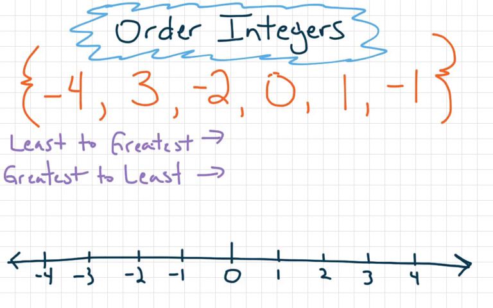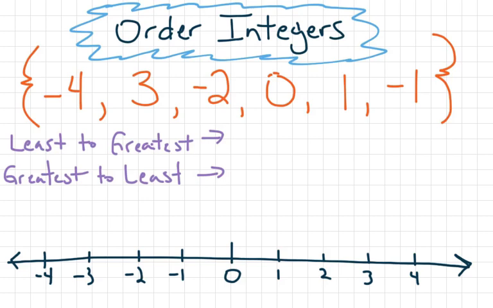You can see the one I have on the bottom. We have 0 in the middle here. And positive numbers count up from 0, moving to the right. And negative numbers count down from 0, going to the left. And we'll talk more about the number line here in a minute. But I've got a set of numbers here, and I'm going to put these numbers in order from least to greatest and greatest to least.